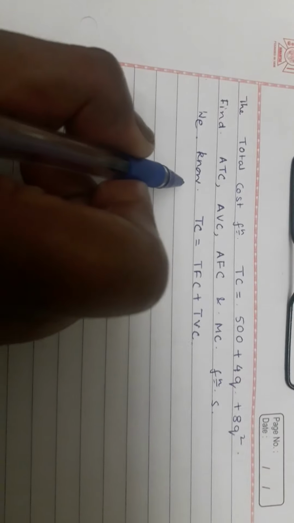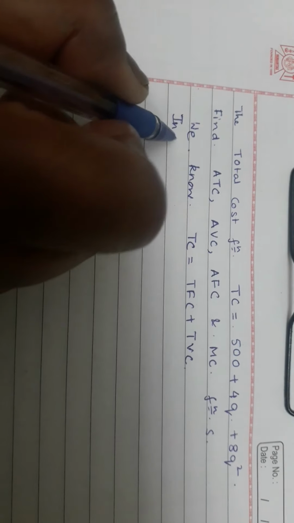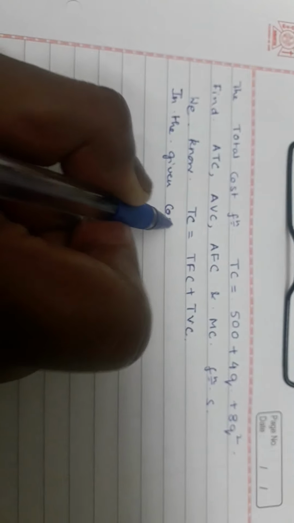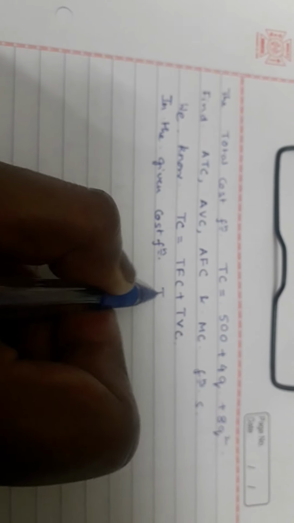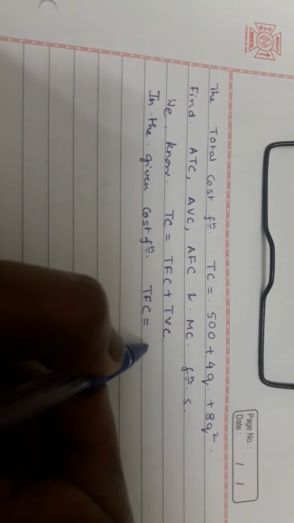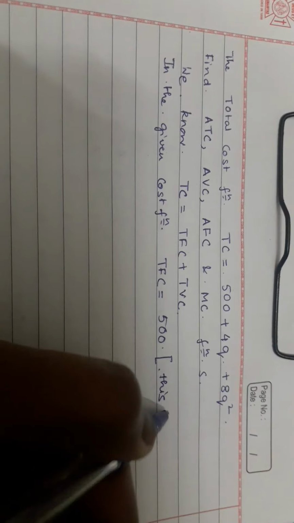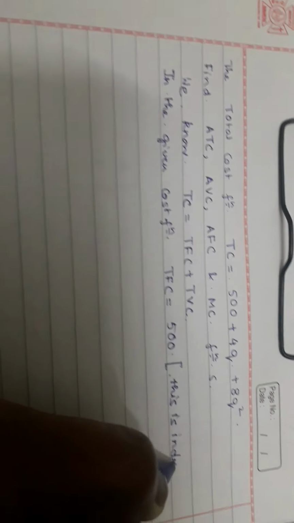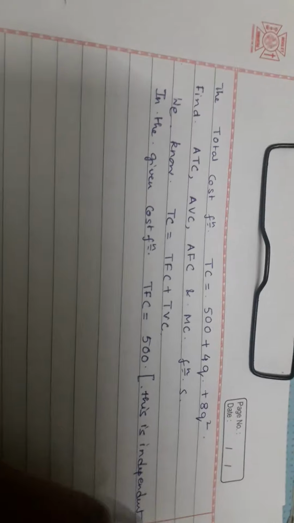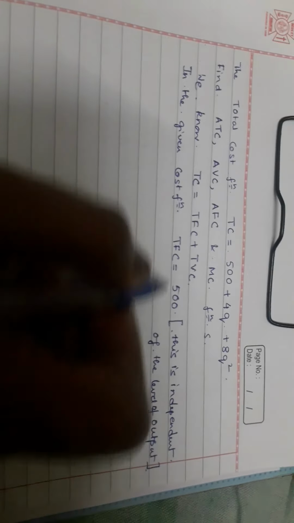So in the given cost function, total fixed cost is equal to 500. Why? Because this is independent of the level of output. Okay, I am writing it, you need not write it in your exam script. So TFC is equal to 500.